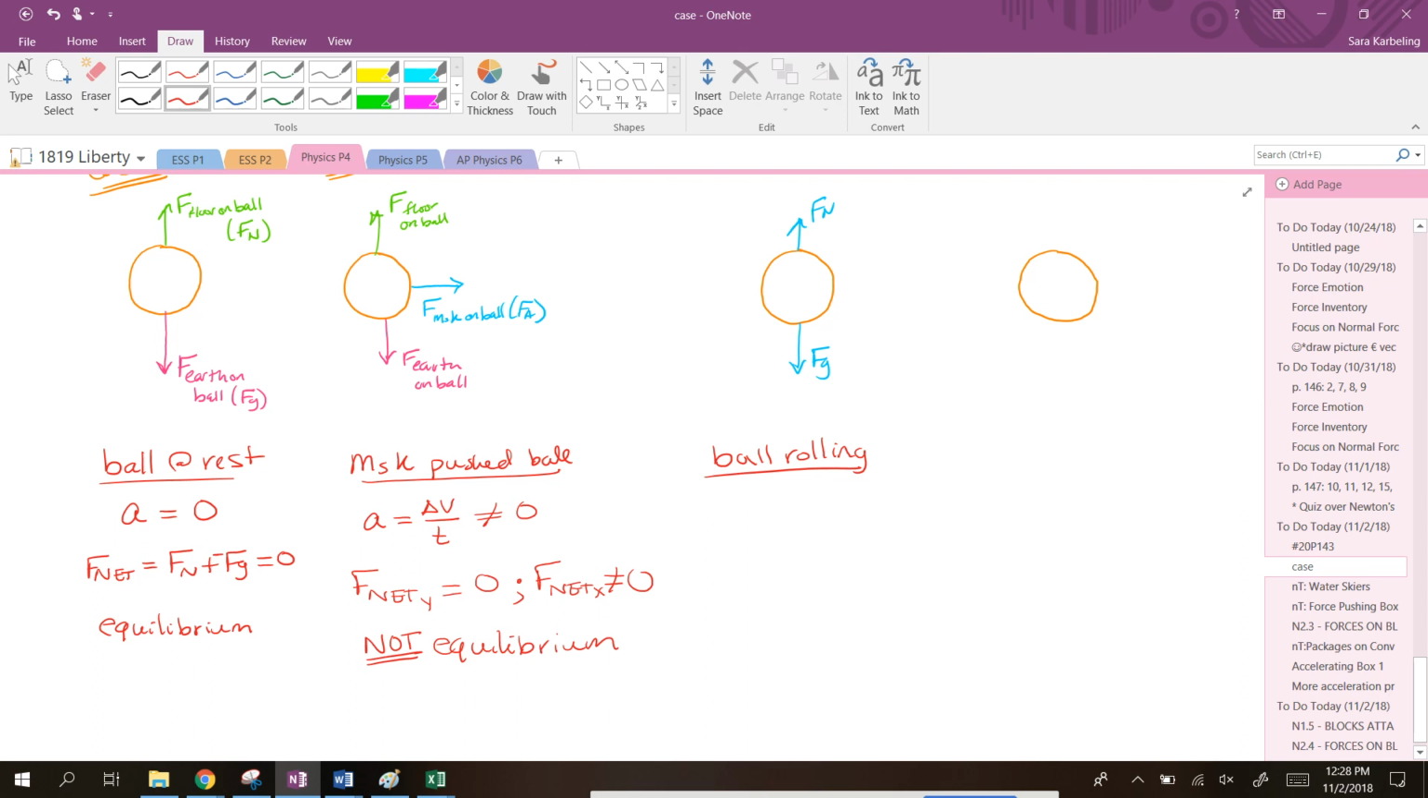It's not speeding up because it doesn't have a rocket pack on. Okay, there's nothing pushing it. It's not slowing down because we're trying to get rid of that friction idea, right? And there's no air resistance. There's nothing slowing it down. There's nothing speeding it up. So is the ball accelerating? It is not.